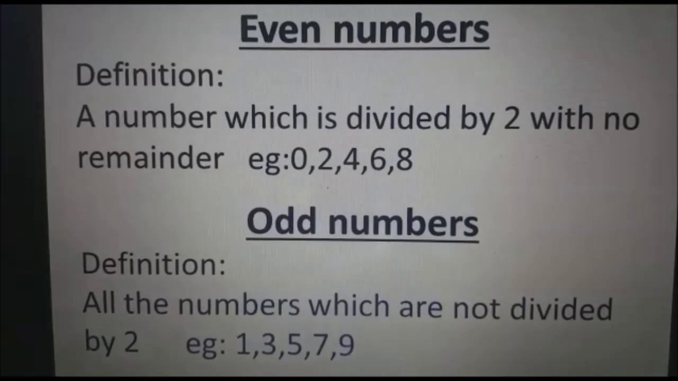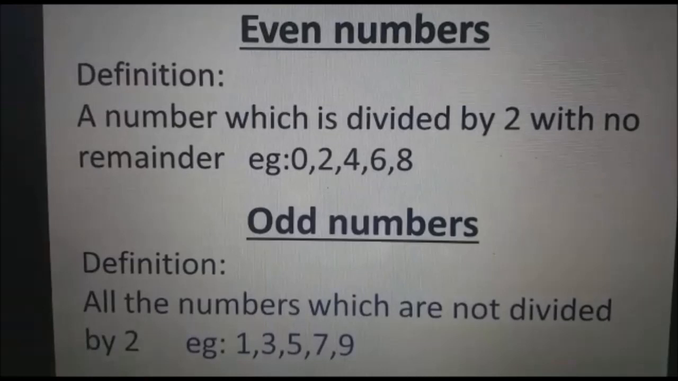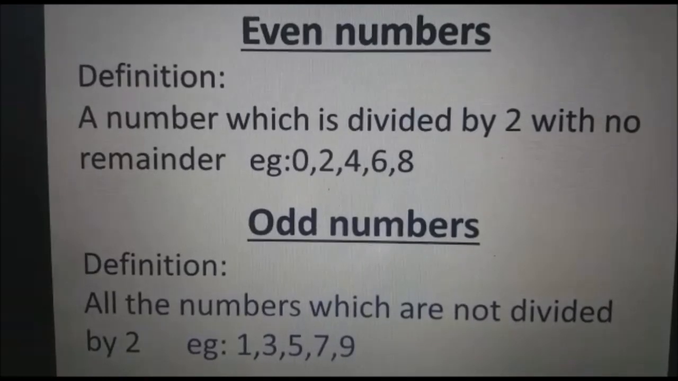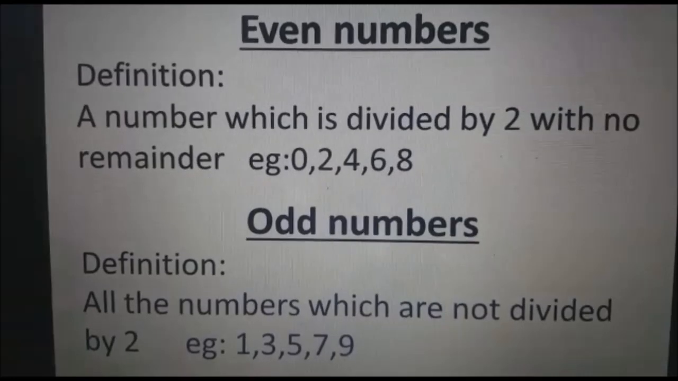Next, the definition of odd number: all the numbers which are not divided by 2 are called odd numbers.